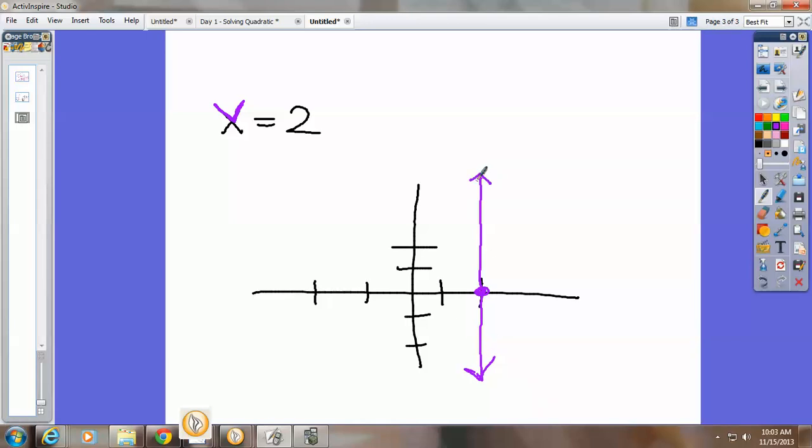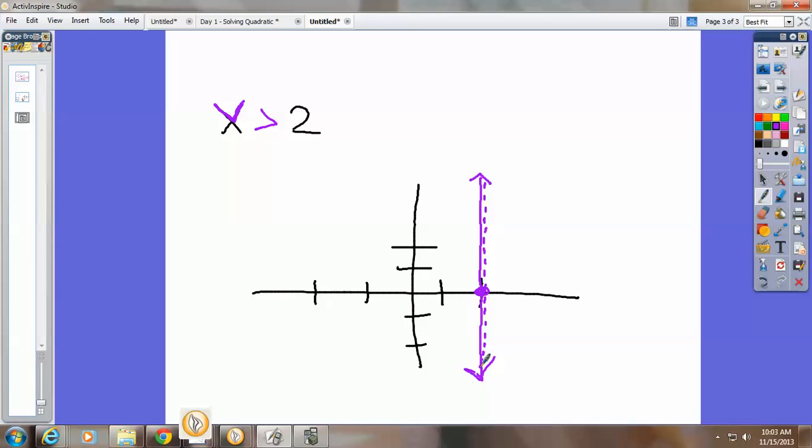What if I change this to make it x is greater than 2? Could you graph that? Instead of our solid line, what would we have? A dash. So just right next to it, I'm going to make it a dash line to indicate that it should have been a dash.